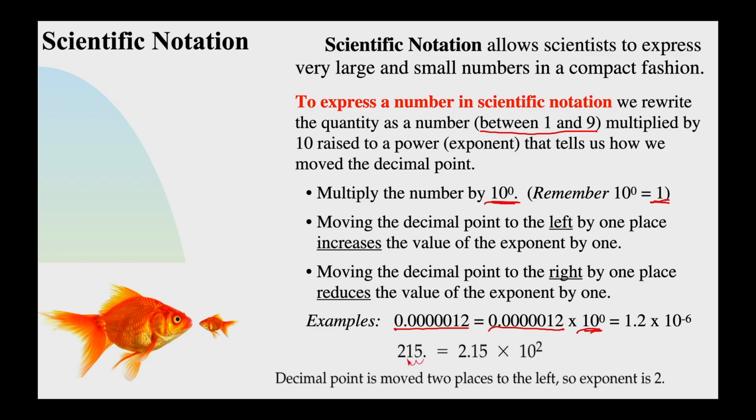But notice that if you want to have a number between 1 and 9, we have to move that decimal point over. We need to move it over 1, 2, 3, 4, 5, 6, and we're moving it to the right. So in order to express this new number as 1.2, which is the part between 1 and 9, we moved it to the right 6 times, so we reduce that 10 to the 0 by 6. So this new number is 1.2 times 10 to the minus 6.